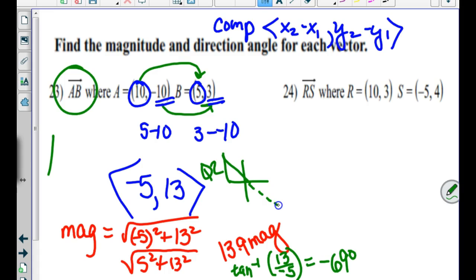Yeah, add 180. So if we add 180 to that, it's 111 degrees, should be the answer that's on the back. Anybody check the answers for that one? Number 23, 13.9 and 111 degrees. No? Yes? Okay.